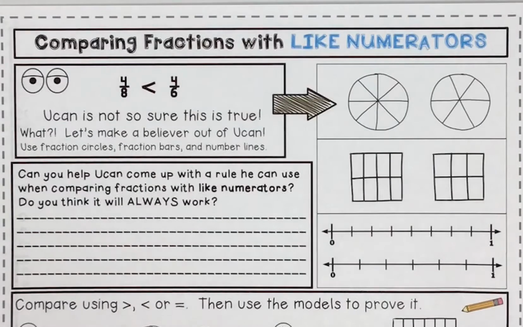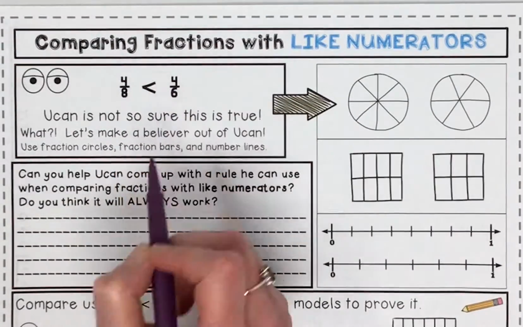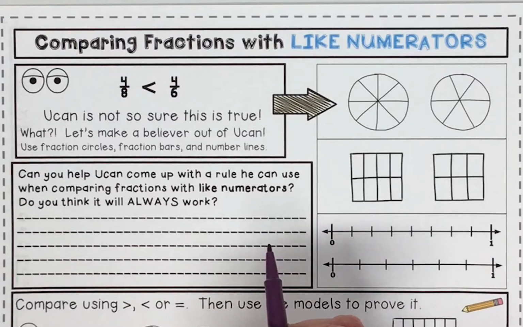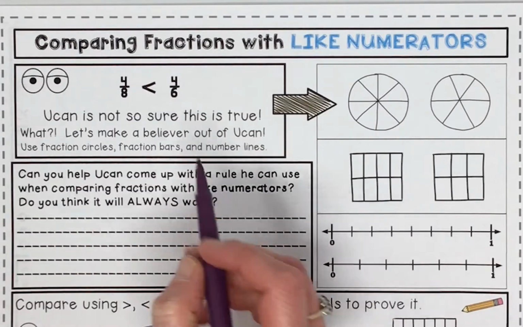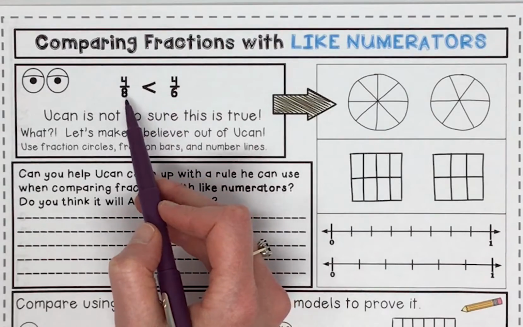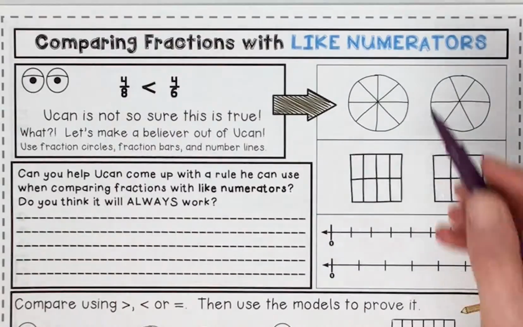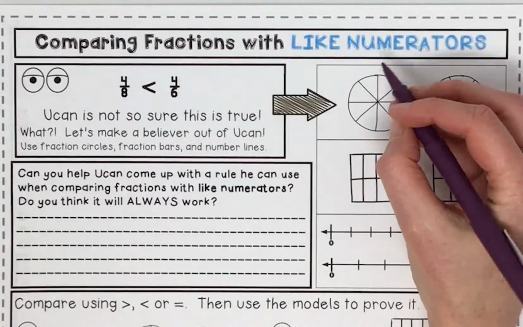When we're looking at fractions with like denominators, it's easy peasy. We just look at the numerator to help us decide. But when we're looking at fractions with like numerators, it gets a little bit trickier. Let's help Ucan prove that this statement's true. It's saying that 4/6 is bigger than 4/8. But how do we know that? Let's go ahead and shade to see if that helps us think about it.